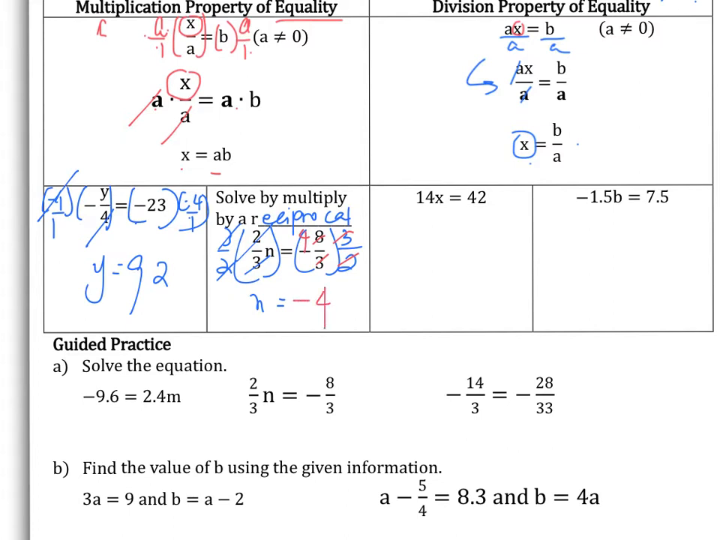Okay, here we're going to practice some problems involving the division property of equality. We'll divide by 14 on both sides. X equals 3. Here, divide by negative 1.5. B would equal negative 5.